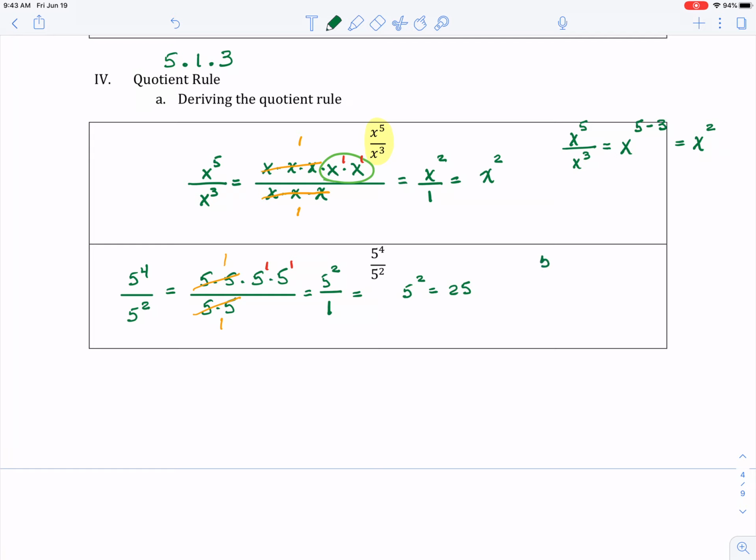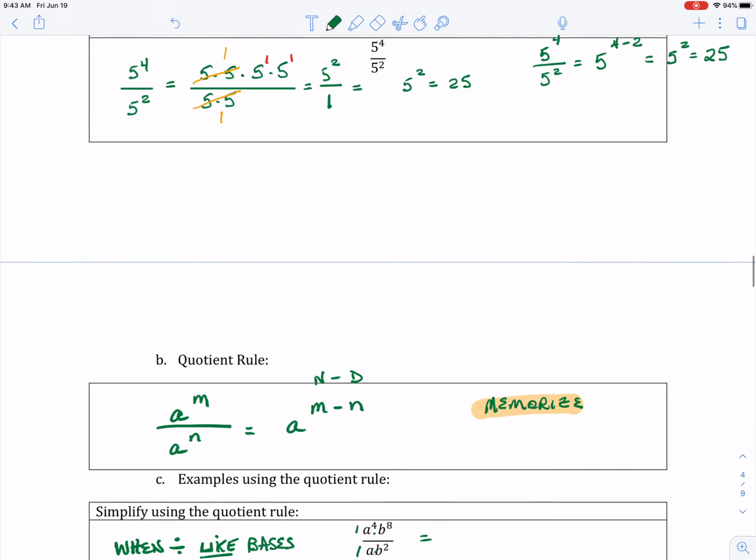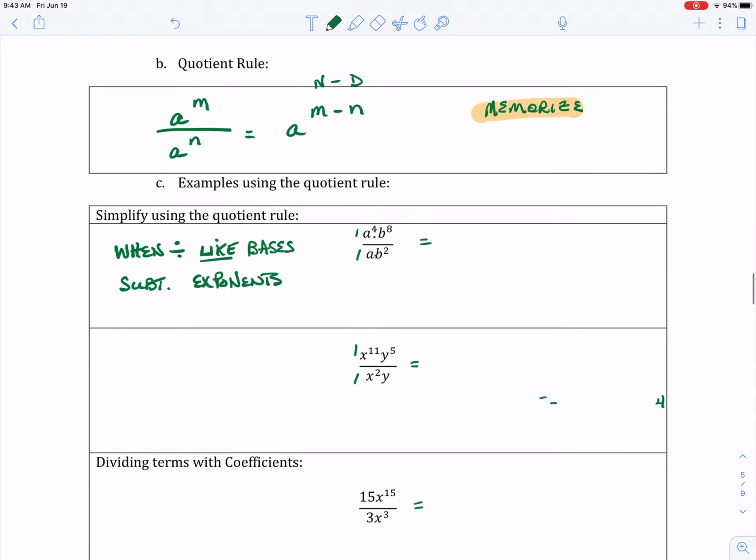So the shortcut, or the derivation of the rule, is really what this is: keep the common base, and start with the exponent in the numerator, subtract away the exponent in the denominator, and that order is very important. You always start with the one in the numerator, subtract away the one in the denominator. Don't forget that. All right, so there's our quotient rule.